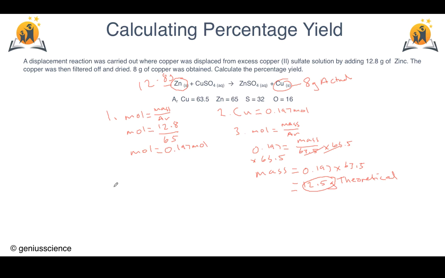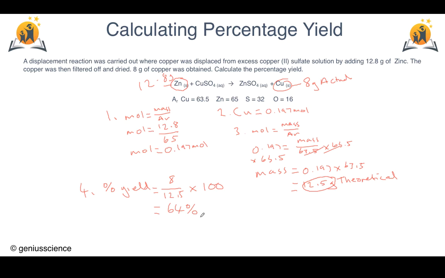Now the last step is to calculate the percentage yield, and that is the actual yield, which is 8 grams, divided by the theoretical yield, which we just found out is 12.5 grams, times that by 100 to find a percentage. That gives us a percentage yield of 64%.